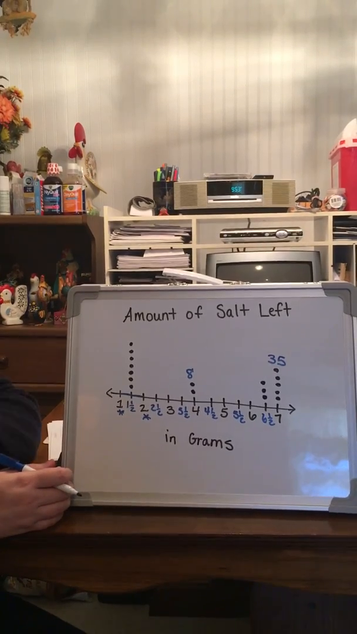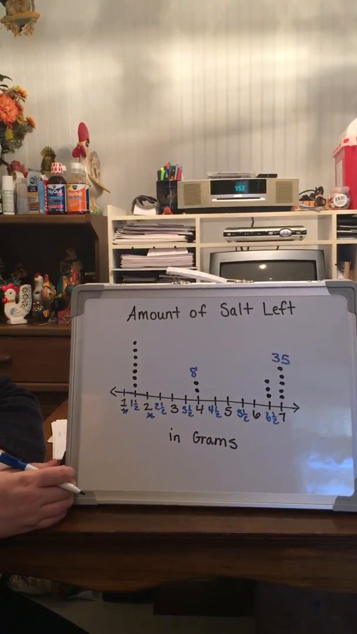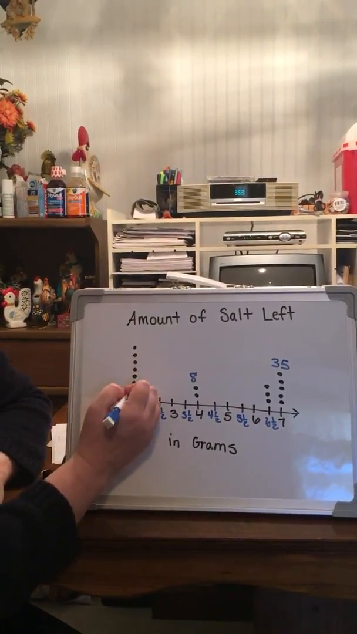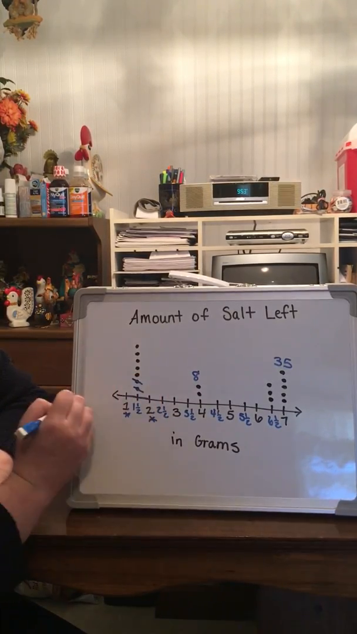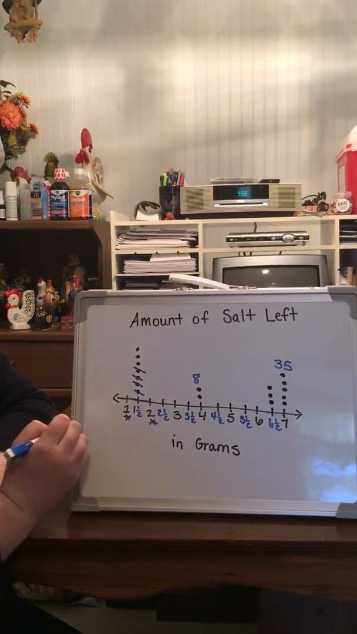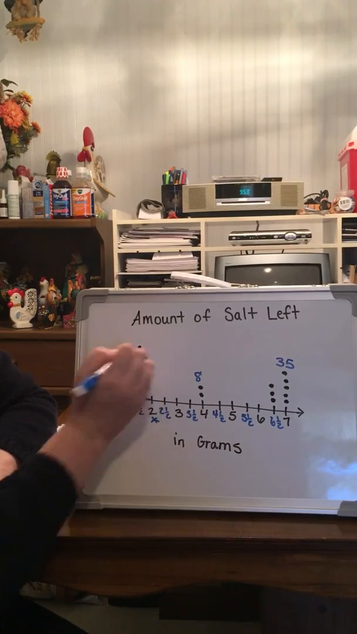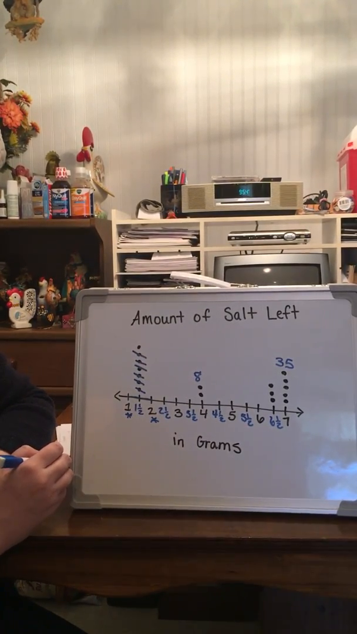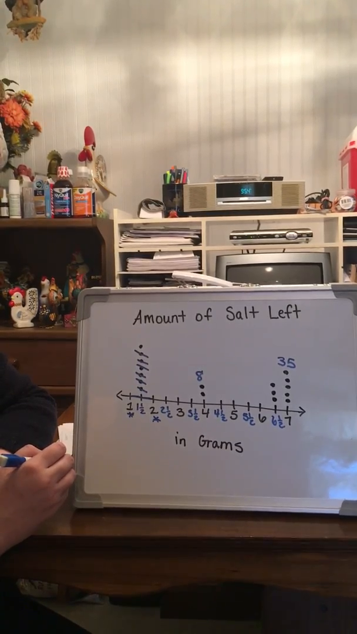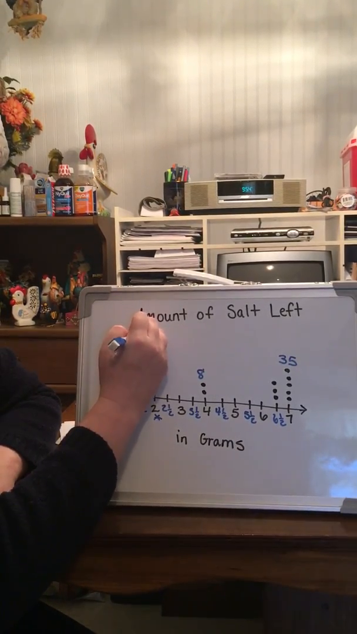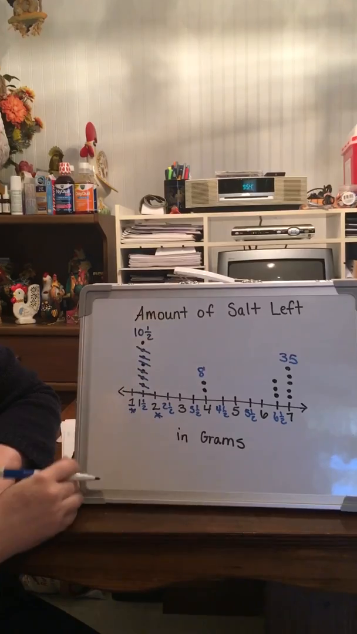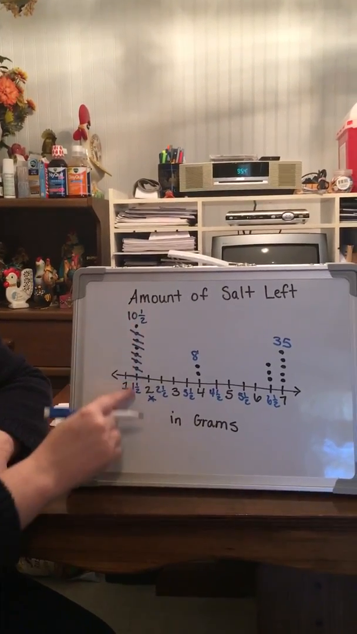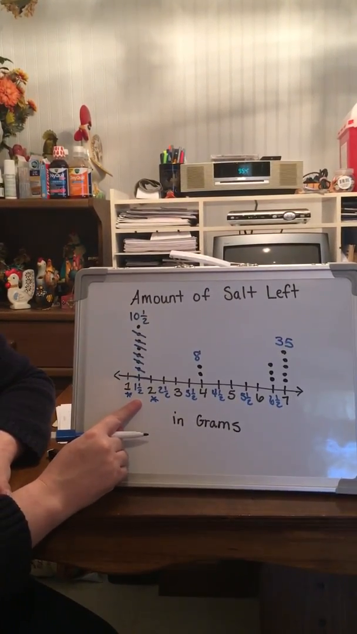Now let's talk about 1 1/2. I know that 1 1/2 plus 1 1/2 equals 3. So every 2 dots is 3. So that's 3. That's 6. That's 9. Okay? And then if I add 1 1/2 to 9, I get 10 1/2. Okay? So this area represented 10 1/2 grams.